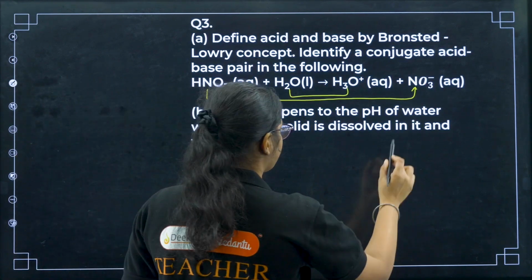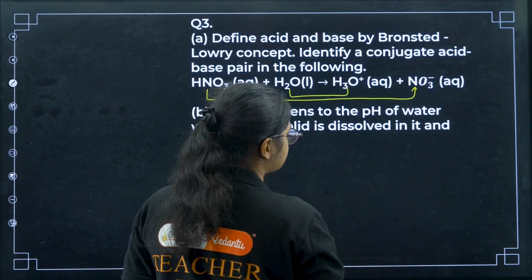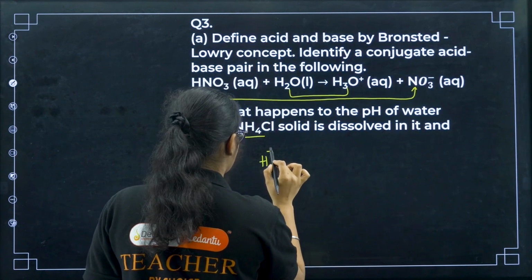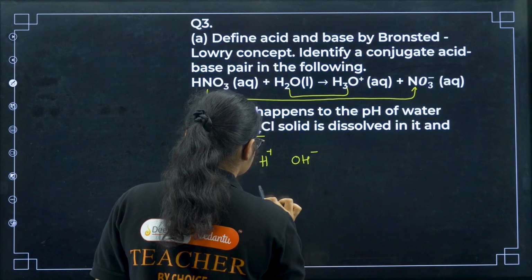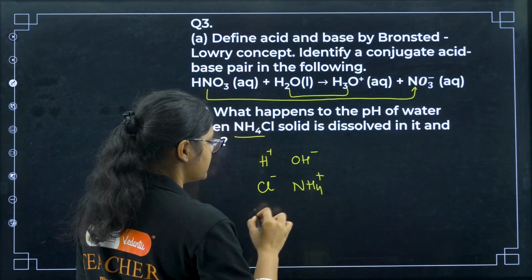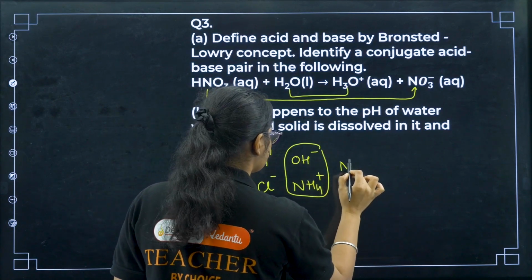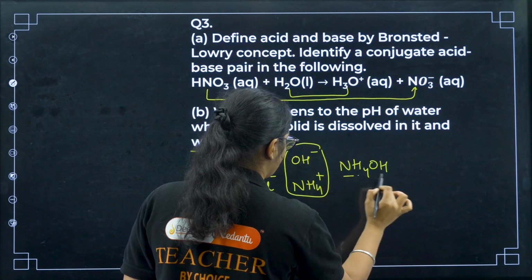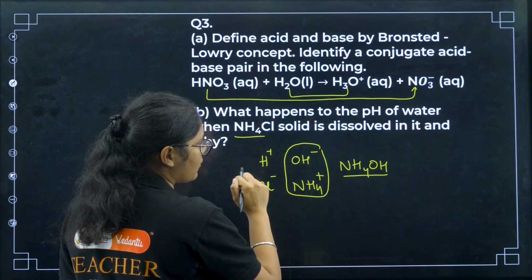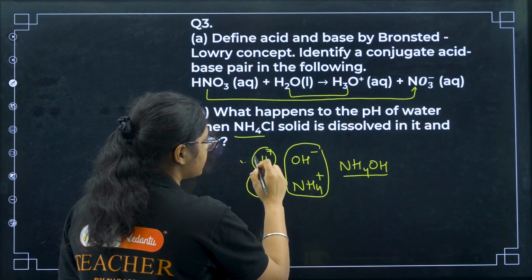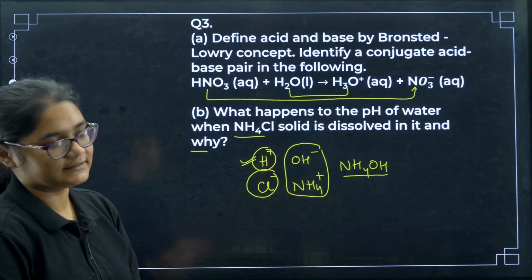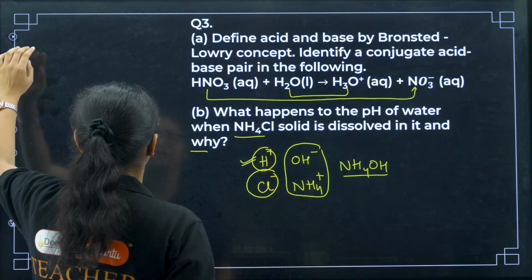Now what happens to the pH of water when solid NH4Cl is dissolved in it, and why? Okay, water has the ions H+ and OH-. Now when you dissolve this, what will you get? NH4+ and Cl-. Now this will form a weak base, which will have very partial dissociation, but these two will dissociate easily. So the H+ concentration will increase. If the H+ concentration increases, then the pH will decrease. Okay, so that is the answer for this question.